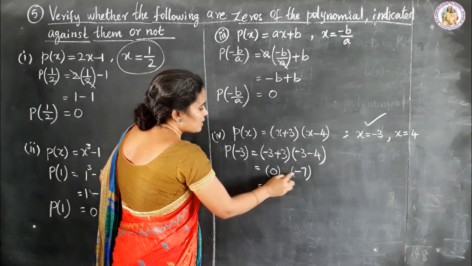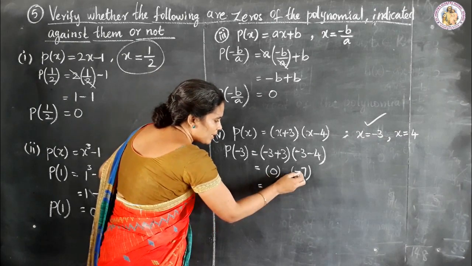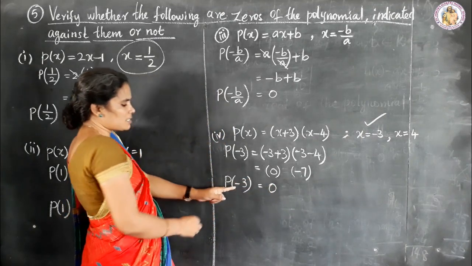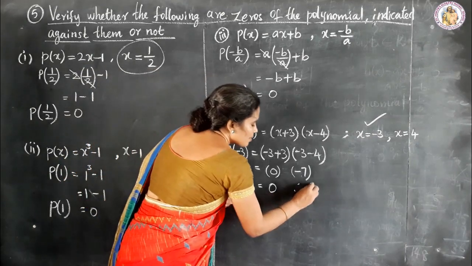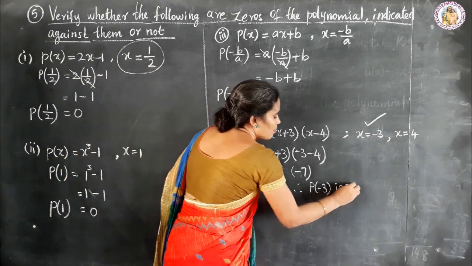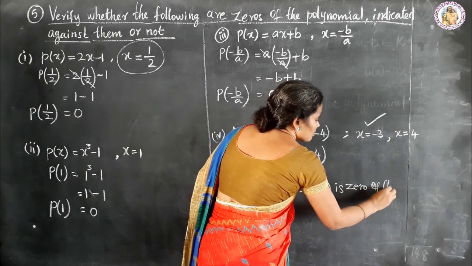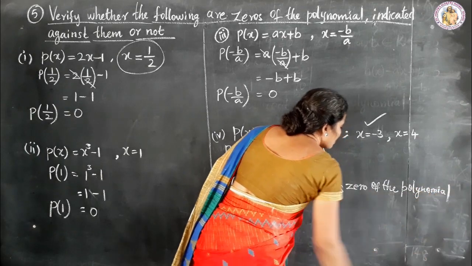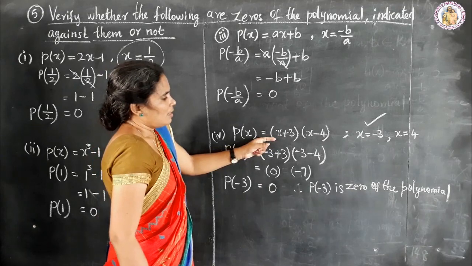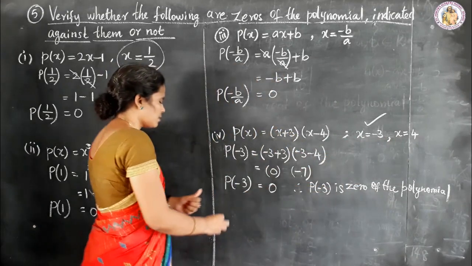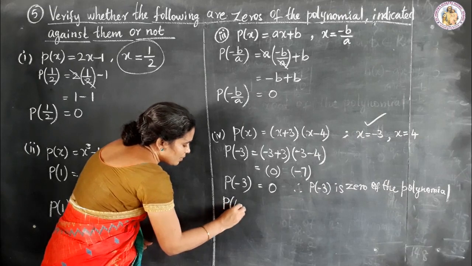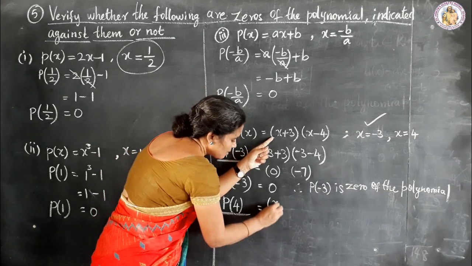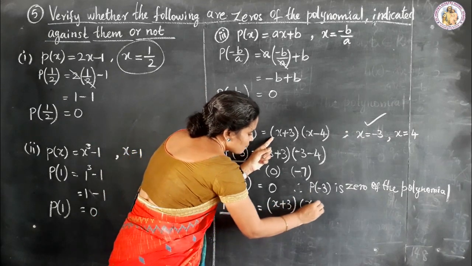So 0 into minus 7 is 0, any number which is multiplied with 0 is 0. So therefore p of minus 3 is a zero of the polynomial. Okay, again you have to take x is equal to 4. So p of 4 is equal to x plus 3, x minus 4.